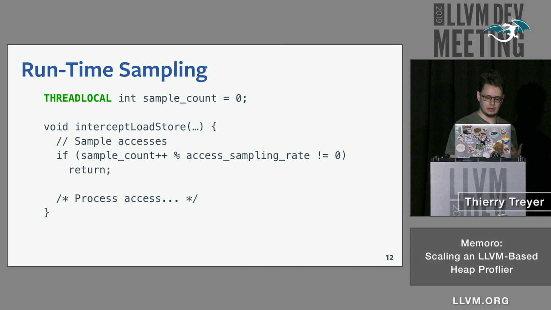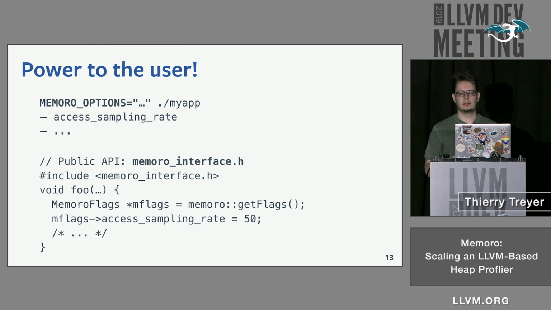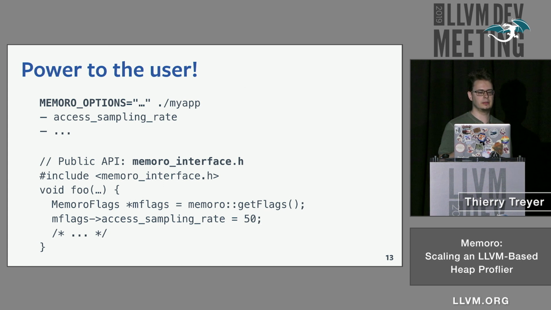But now we need to let the user define those different parameters. And so what we do is simply the same way ASAN does it. We provide you options on the command line, so you can set those different options through the environment variables. But we also provide you a public API.